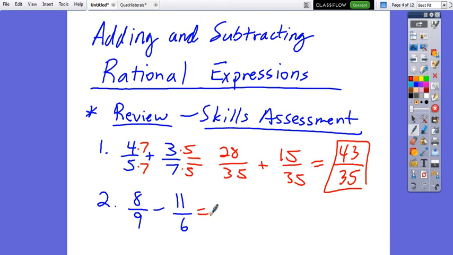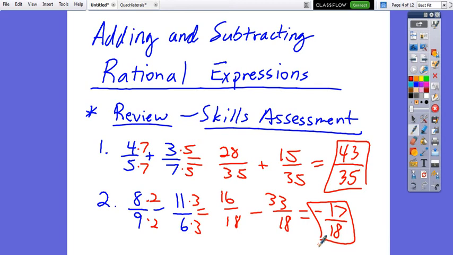So what is the least common multiple of 9 and 6? 18. Alright, so what times 9 is 18? 2. And what times 6 is 18? 3. So the numerator is 33, and 17 over 18. So your final answer will be negative 17 over 18.